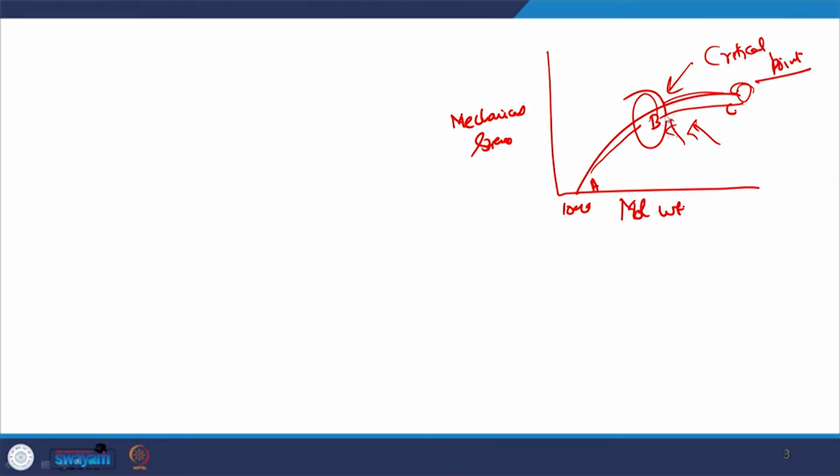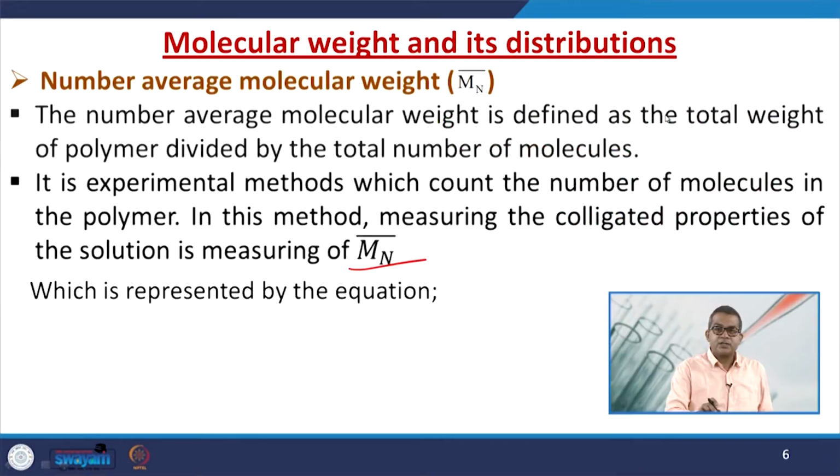Now, this critical point is always useful while deciding the feasibility of any kind of polymerization process. Now, go back to the number average molecular weight. We discussed this particular approach in this slide, where we are discussing the number average molecular weight.